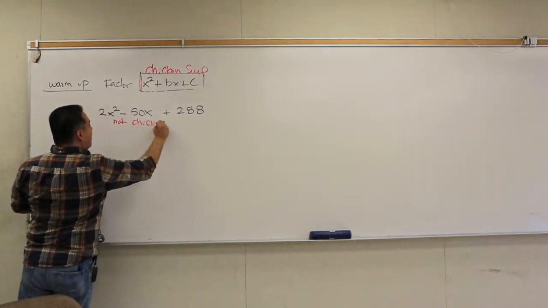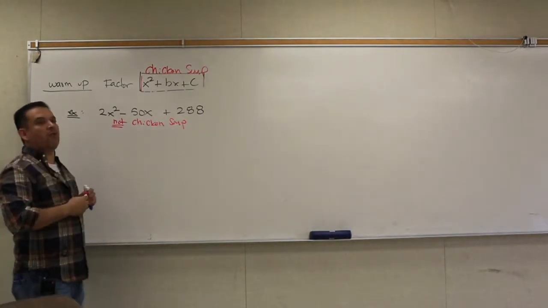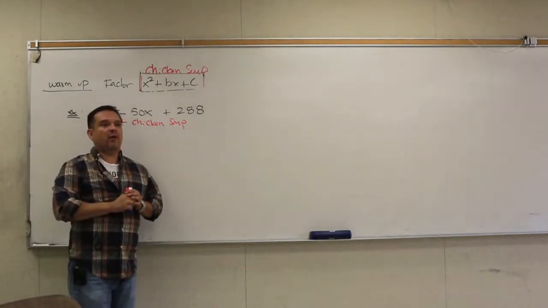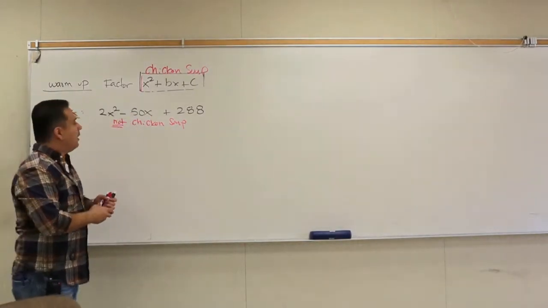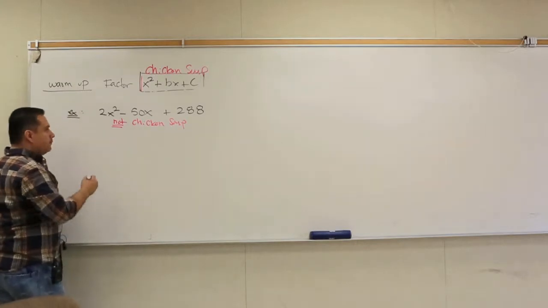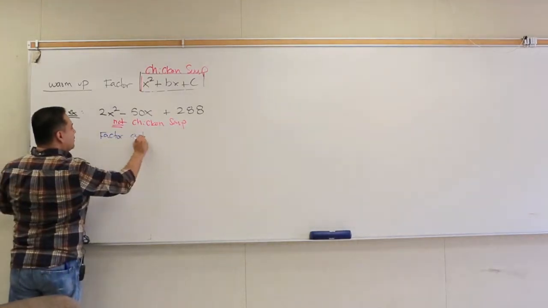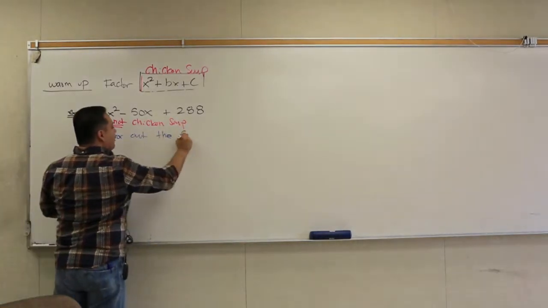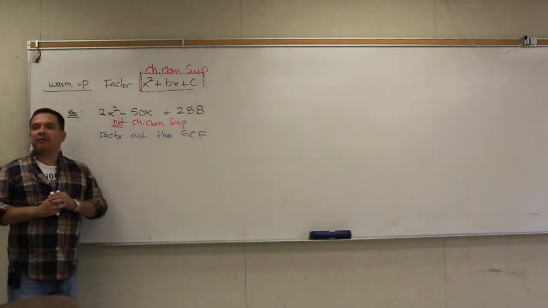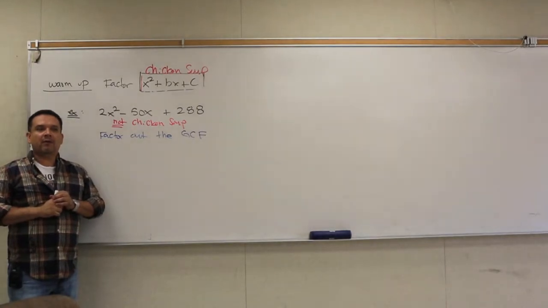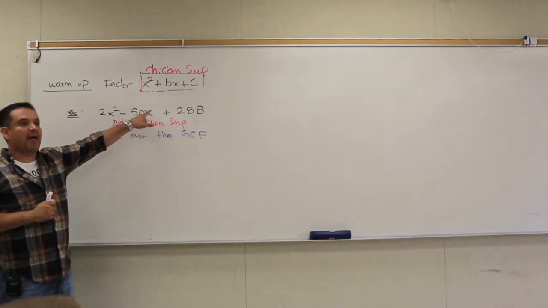What if you have a situation where you don't have chicken soup? The question is, what do we do now? Here's what you guys want to try to do: factor out the greatest common factor. In other words, it's that worksheet we talked about on factoring out the greatest common factor. Do you guys remember? We need the GCF of 2x squared, 50x, and 288.